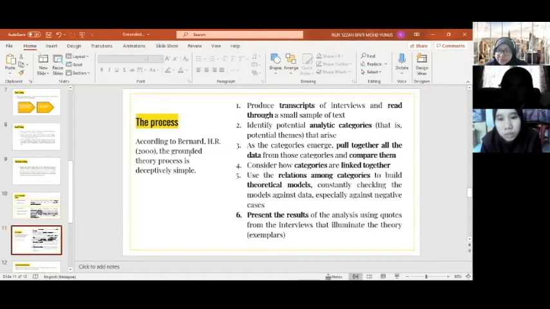Then we need to use the relations among categories to build theoretical models, constantly checking the models against data, especially against negative cases. And the final stage is to present the results of the analysis using quotes from the interviews that illuminate the theory, which we call exemplars.